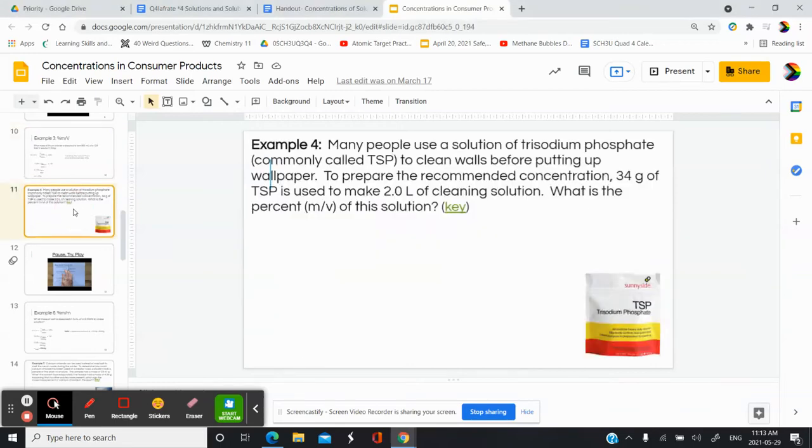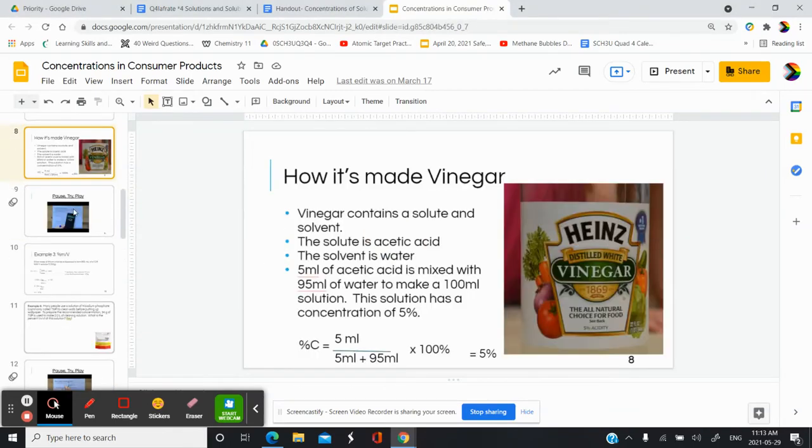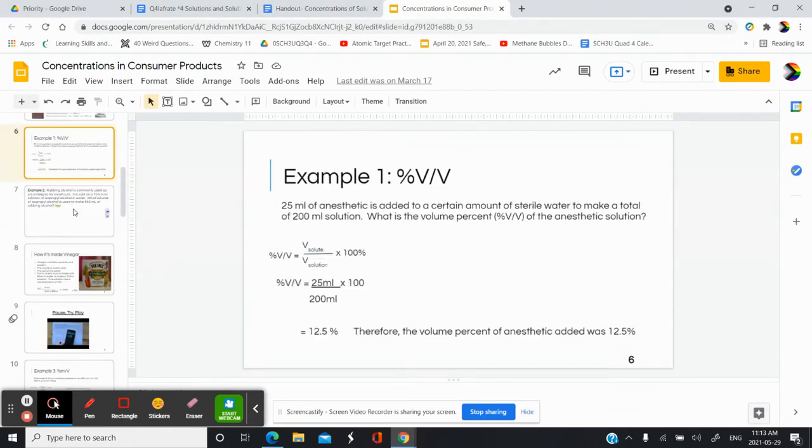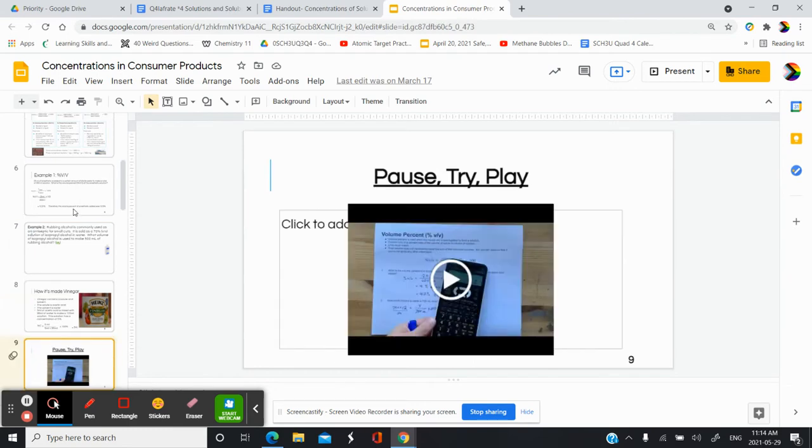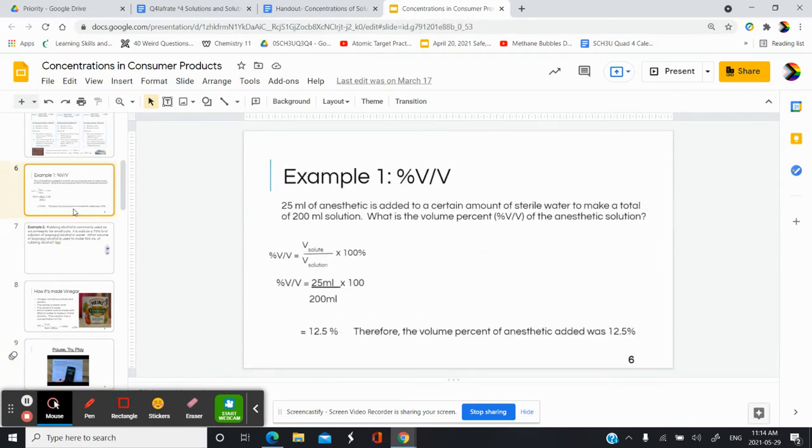In this video, we're going to do some examples of percentage concentrations. So we'll go to our handout to do those. But what I do want to point out is that after each example that we see of different types, you'll see some pause, try, and play scenarios where there's some video examples done of the volume, mass, volume, and you can also try those out as extra practice problems to make sure you truly understand the concepts.